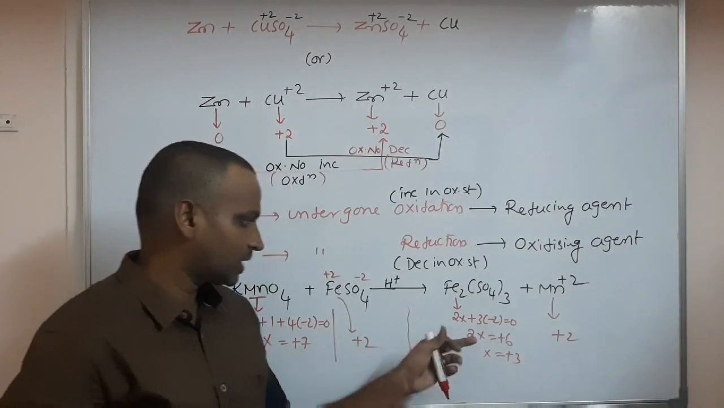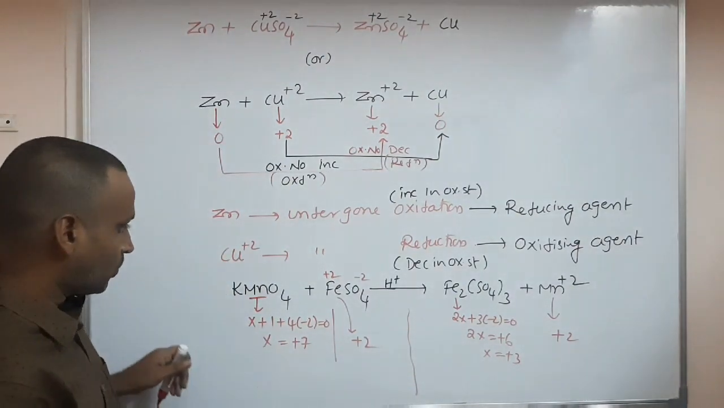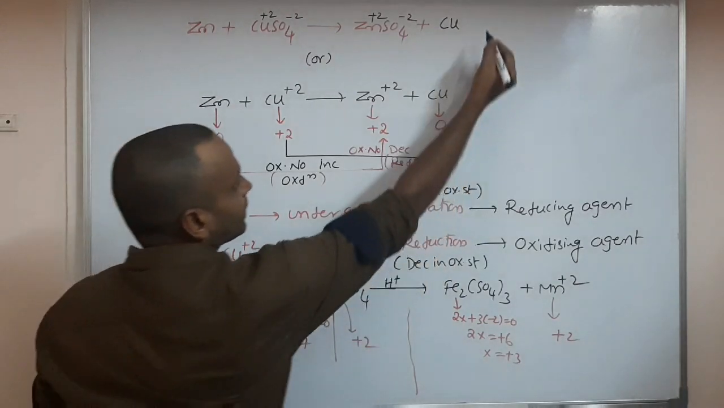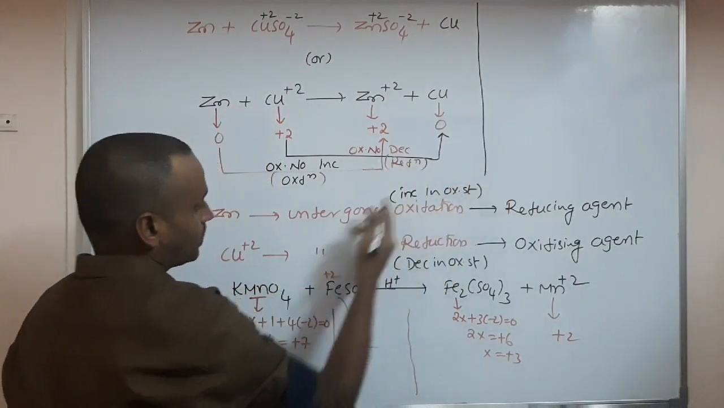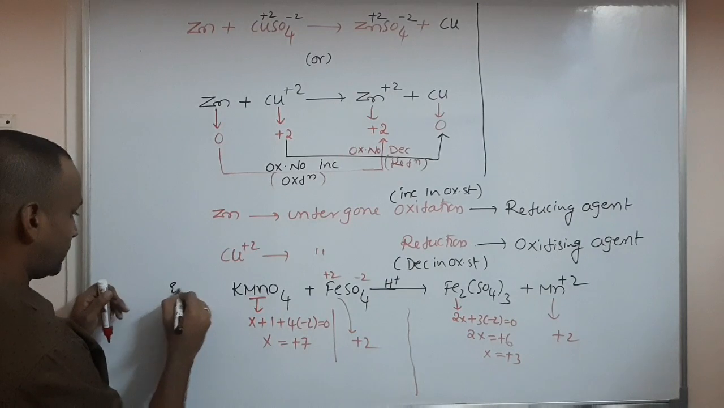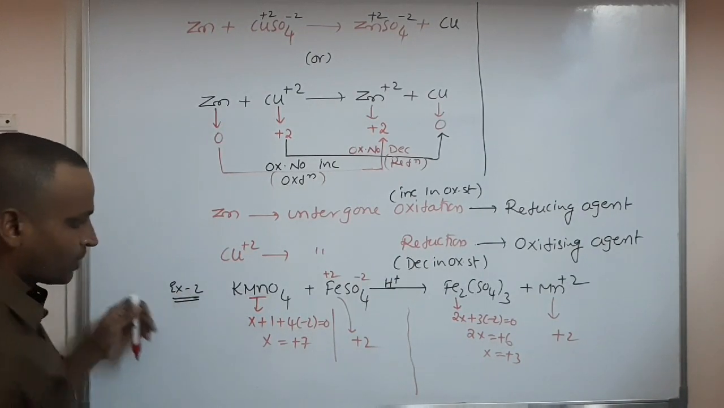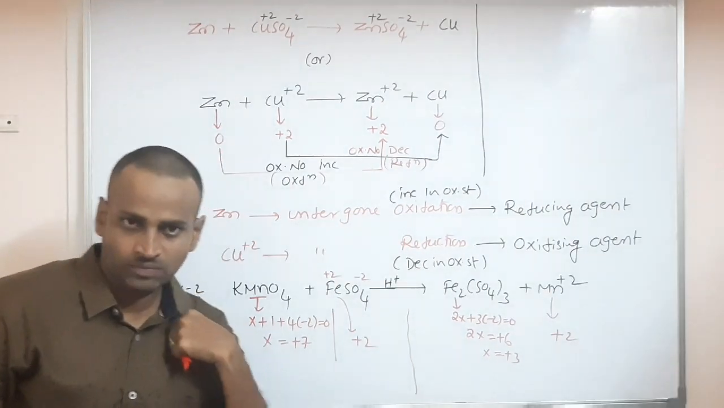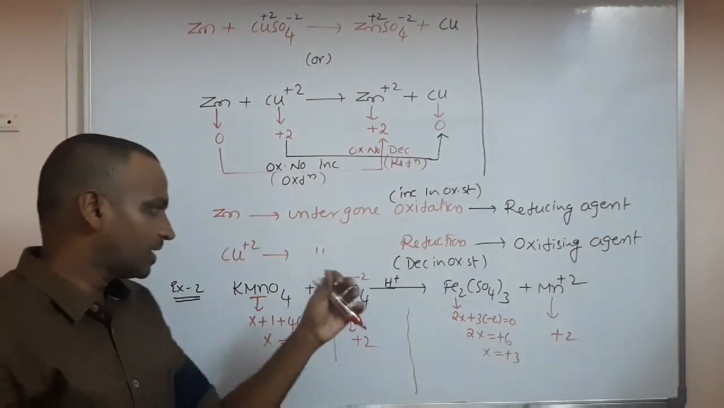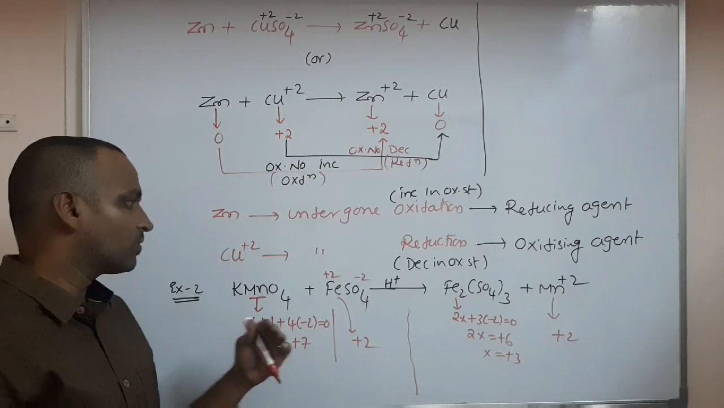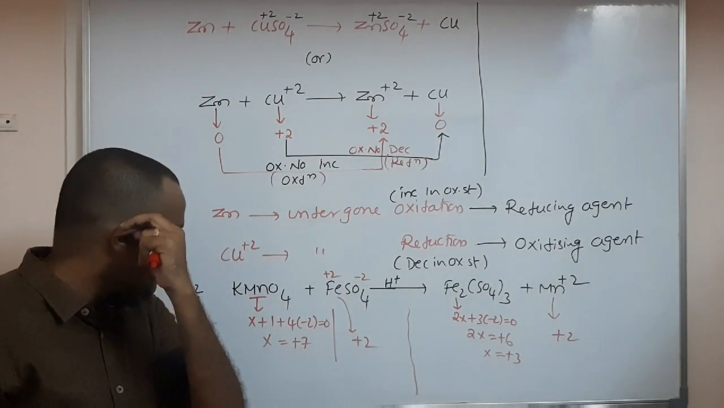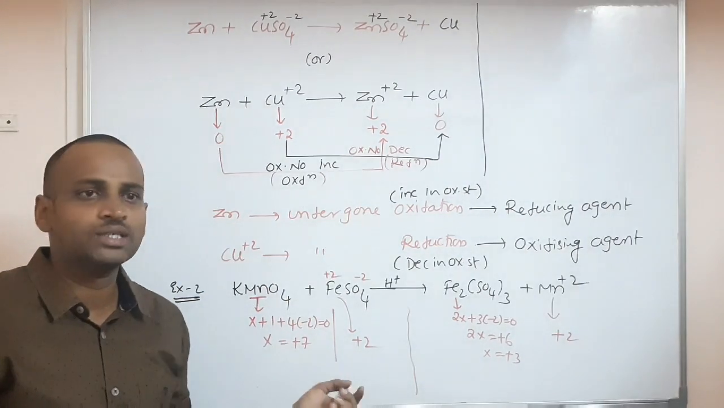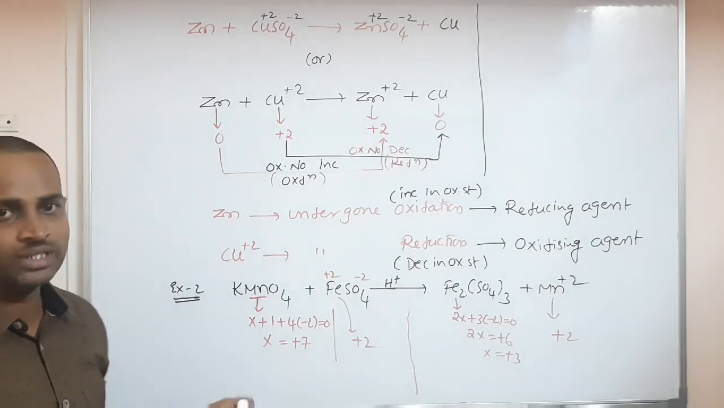Here Fe2(SO4)3, iron is plus 3. So what are the conversions that happened? I'll write here, have a look once again, please. This is example 2. In this, KMnO4 acts as the oxidizing agent. Or they will give a reaction like this and ask which of the following is the oxidizing agent, or which of the following is the reducing agent. Like that, the question they will give.